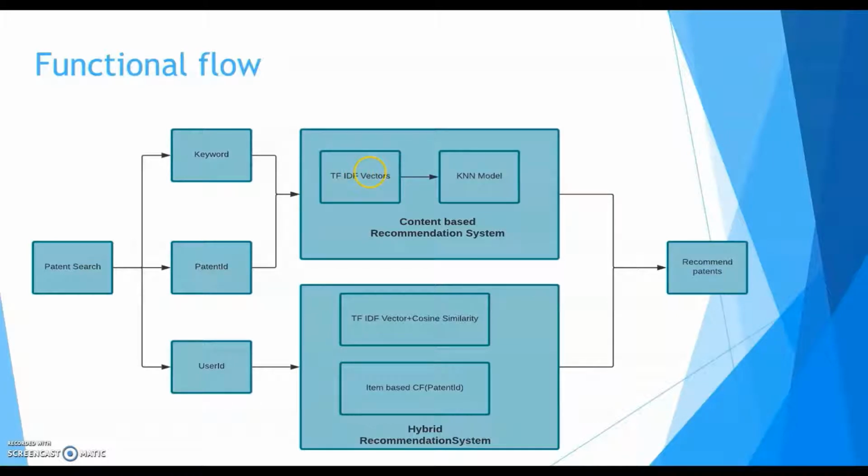Once we have these TF-IDF vectors, we then feed them to the KNN model and recommend patents to the user sorted in descending order of their distance from the user provided input.